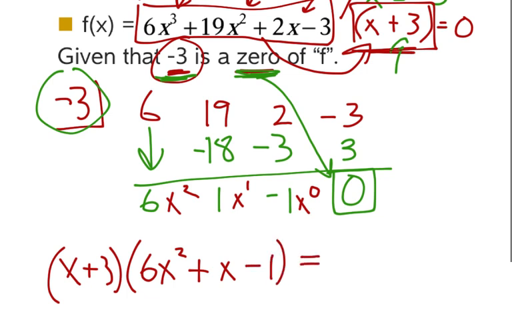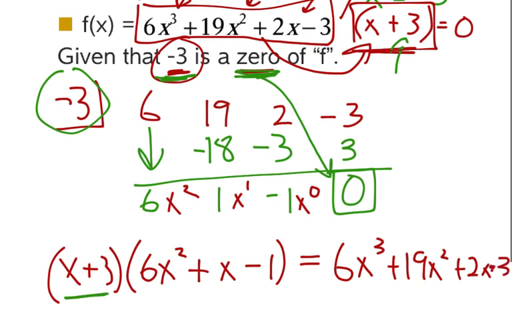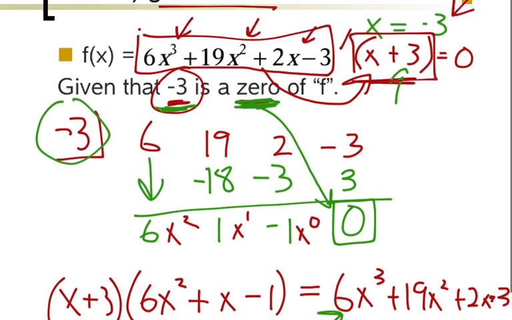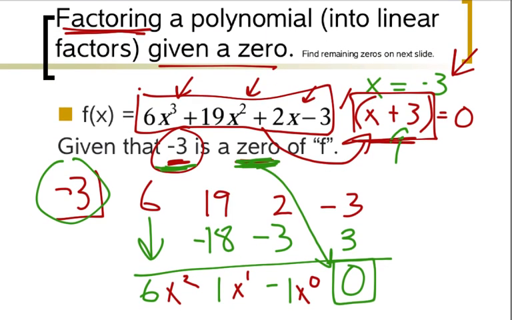And that's equal to the original equation we had, which was 6x to the third plus 19x squared plus 2x minus 3. In other words, if I actually distributed this factor times the result from synthetic division, I would get the original equation that I started with because they told me it was a 0 and I factored. Okay, but the goal isn't to work backwards here. The goal is to continue forwards in factoring. It says factor the polynomial into linear factors.